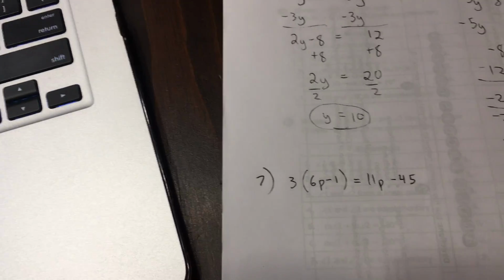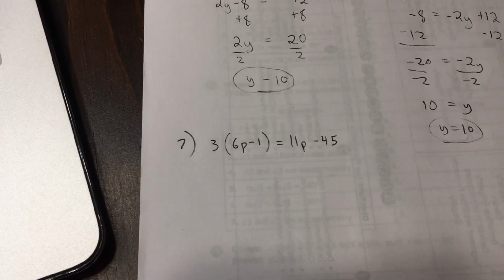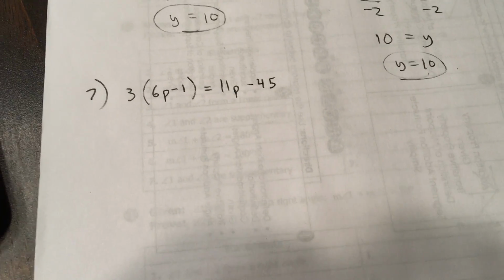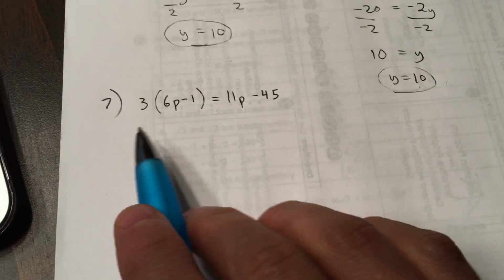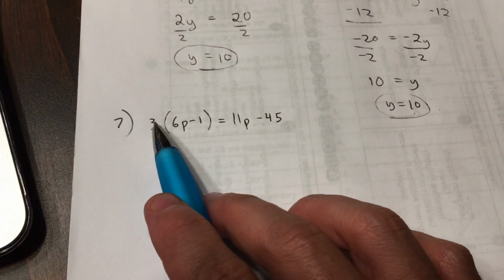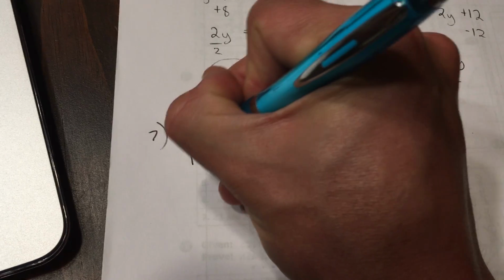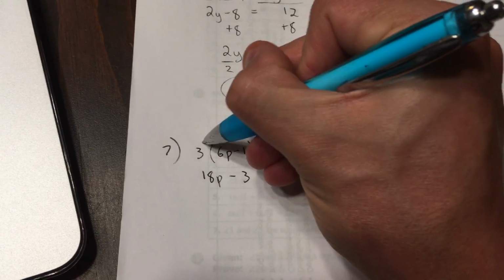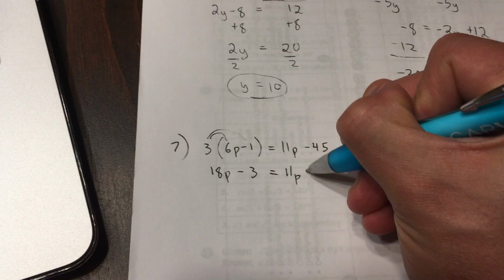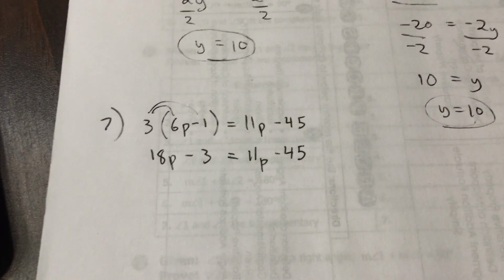And remember, our goal is to solve for p. So our first step, if we look at the top of the notes, says to distribute if necessary. Is it necessary to distribute in this problem? If your answer is yes, then you are correct because we have a parentheses with a coefficient out front. So we're going to distribute this 3 into the 6p and into the negative 1. So I have 18p minus 3, that's 3 times 6p and then 3 times negative 1, equals 11p minus 45.